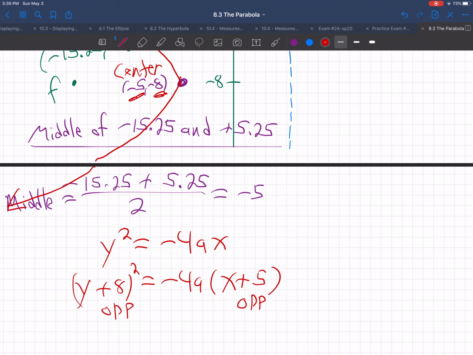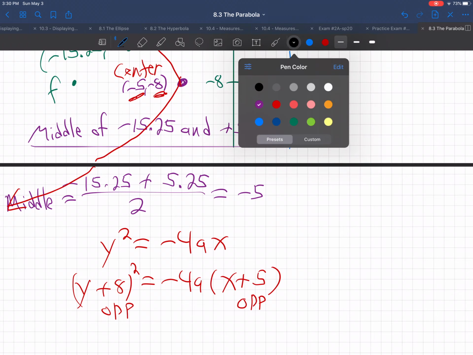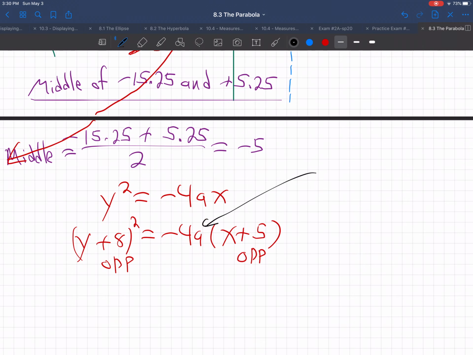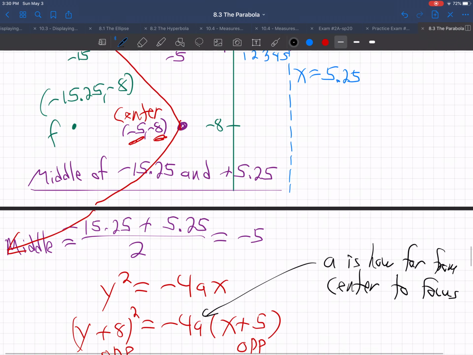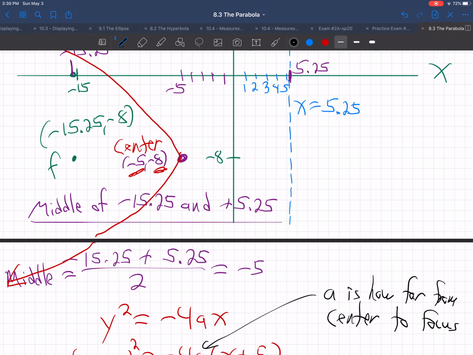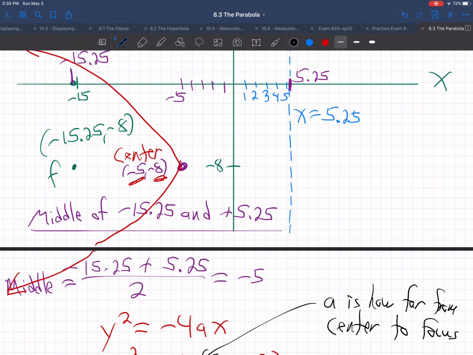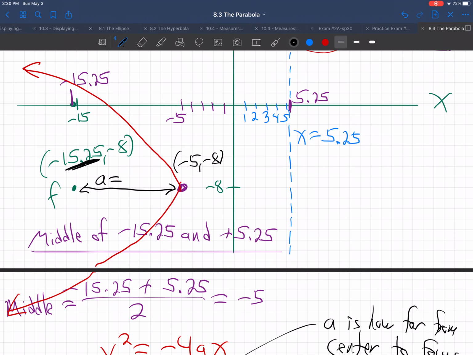Okay, now last thing is we got to find the a. We're almost there. How do you find the a? A is how far from the center to the focus. How far from the center to the focus? So let me move this negative 5, negative 8 over here. How far is that? That's A. A is that distance. Well, the focus point is at negative 15.25, and this is at negative 5.